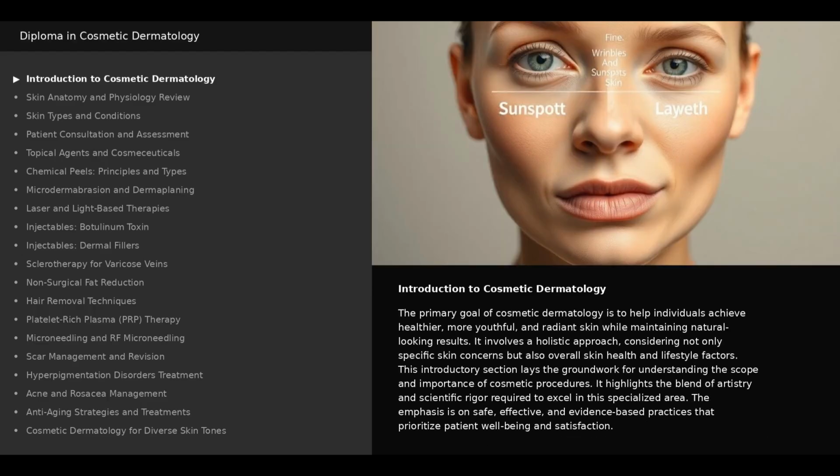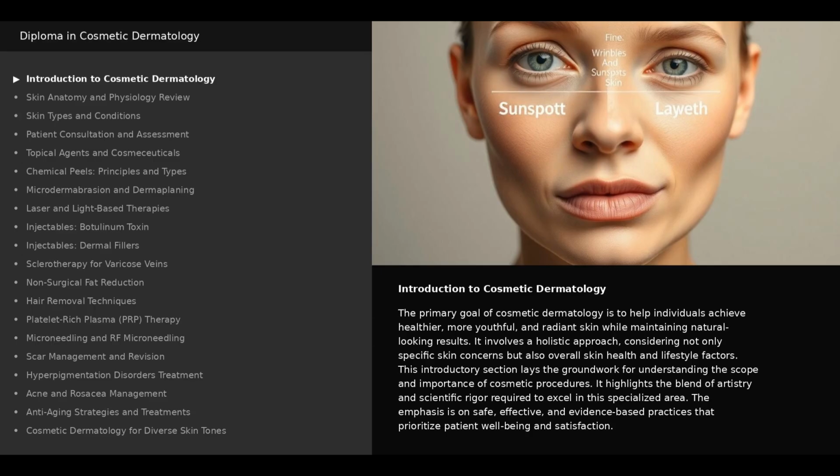The primary goal of cosmetic dermatology is to help individuals achieve healthier, more youthful, and radiant skin while maintaining natural-looking results. It involves a holistic approach, considering not only specific skin concerns, but also overall skin health and lifestyle factors.